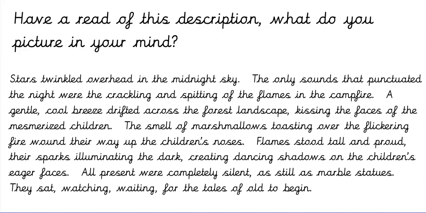Okay, we've been told this here where it says that there are sparks illuminating the dark, creating dancing shadows on the children's eager faces. That bit to me tells me that the children's faces aren't always in the light, but that there's a bit of a shadow over the children's faces, but then they are illuminated by the firelight. So do you see how there's more description there?